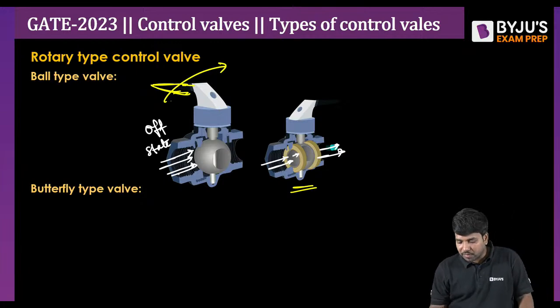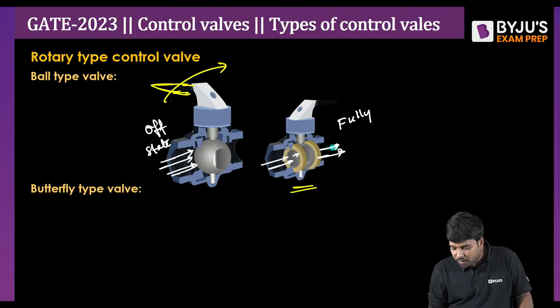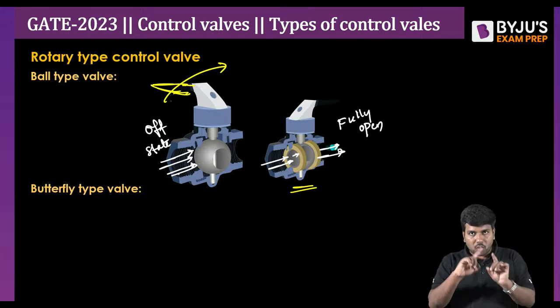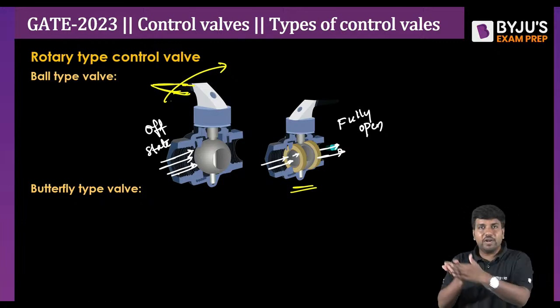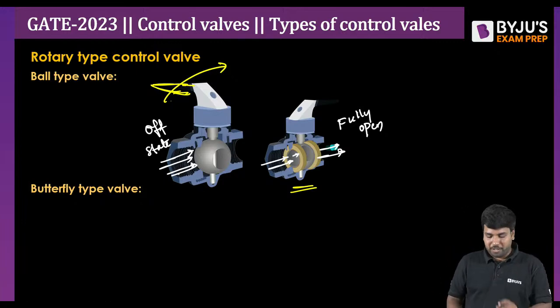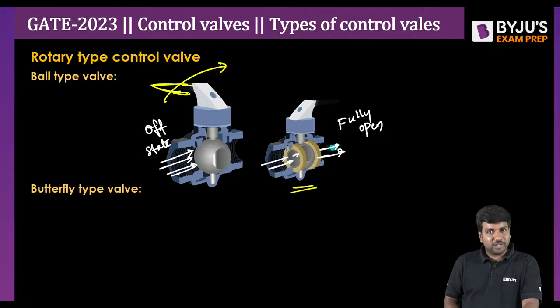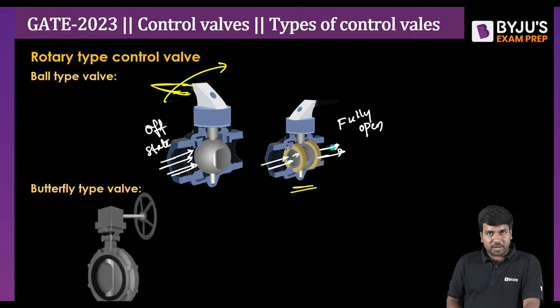In fact, this can be considered now as fully open here. As I was saying, the whole of the plug is facing the fluid path. So the fluid will happily flow through the plug here, correct? Now coming to the last one, that is the butterfly type valve. In fact, butterfly type control valve.